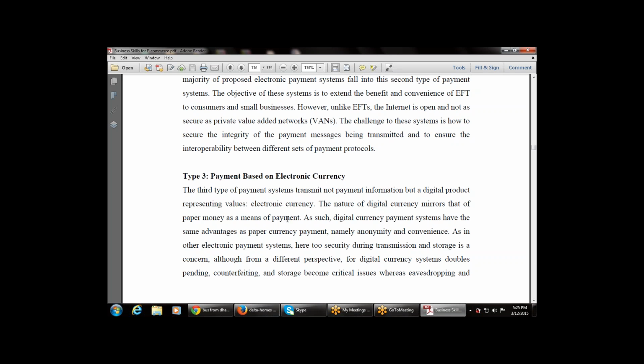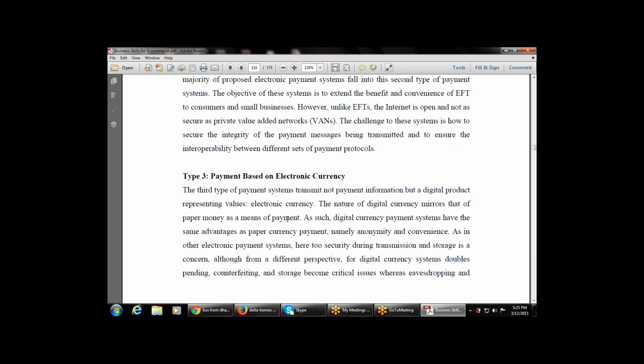The nature of digital currency mirrors that of paper money as a means of payment. So what is the nature of a digital currency? It resembles paper money as a means of payment. This mirroring means it is very much the same as paper money systems. As such, digital currency payments have some advantages as paper currency payments, namely anonymity and convenience.